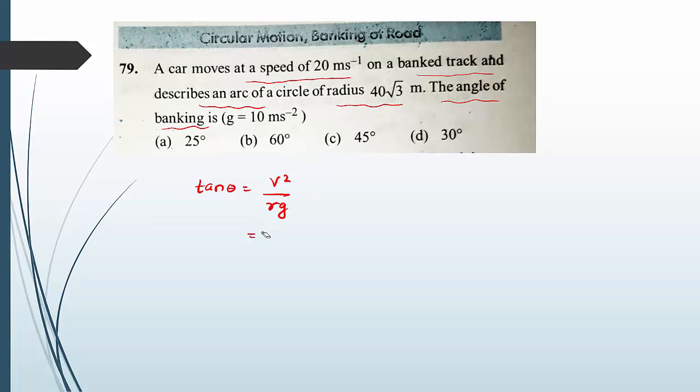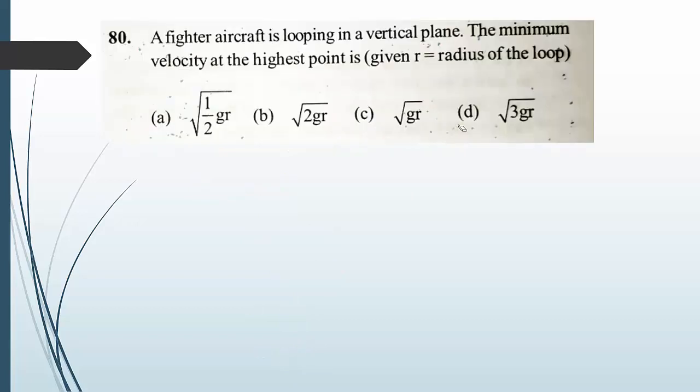Tan theta equal to v square. So v value is given, 20 meter per second. The radius is given 40 root 3 into g value is 10. So 20 square divided by 40 root 3 into 10, we will get the answer 1 by root 3. So 1 by root 3 means it is equal to 30 degree. So 30 degree means option D is the right answer.